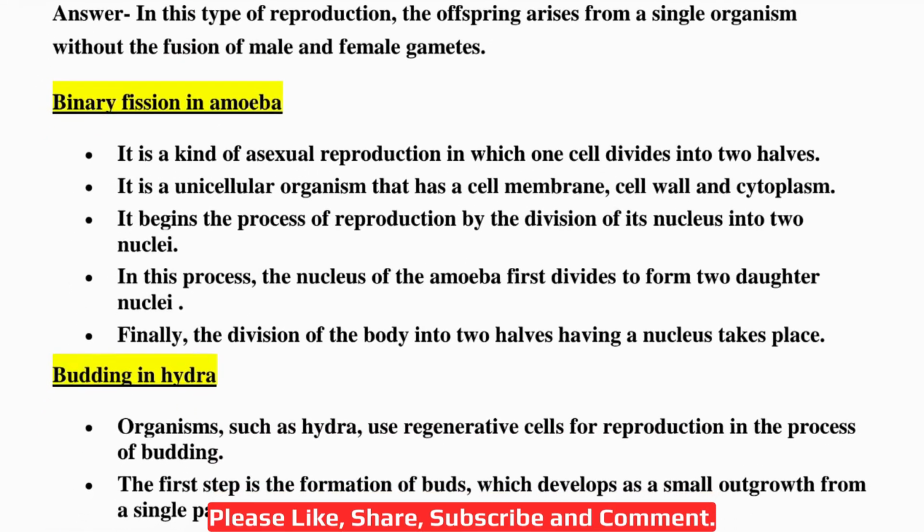So let's see binary fission in amoeba. Binary fission is a kind of asexual reproduction in which one cell divides into two halves. Amoeba is a unicellular organism that has a cell membrane, cell wall and cytoplasm. It begins the process of reproduction by the division of its nucleus into two nuclei. In this process, the nucleus of amoeba first divides to form two daughter nuclei. Then, finally, the division of the body into two halves, each having a nucleus, takes place.